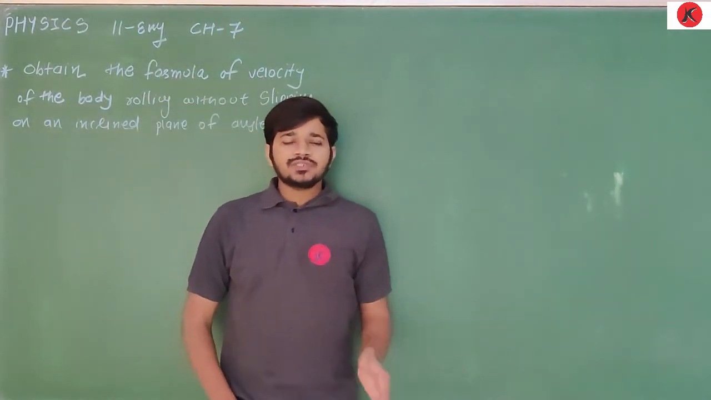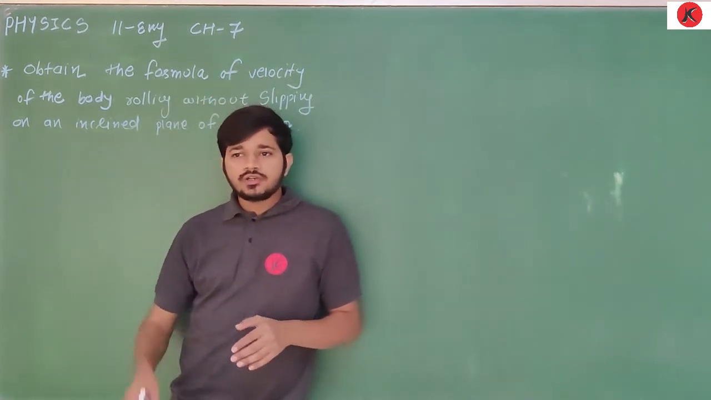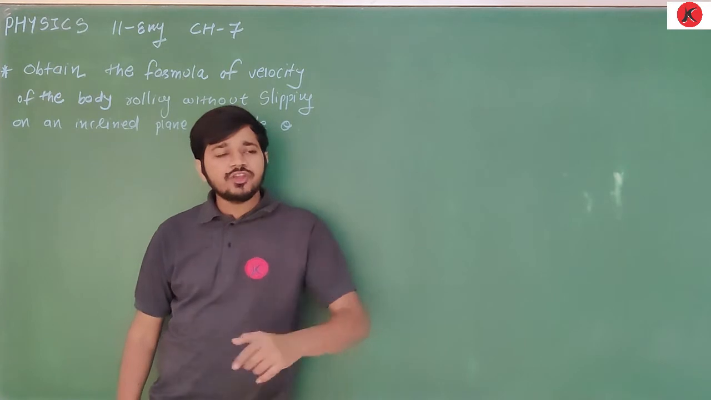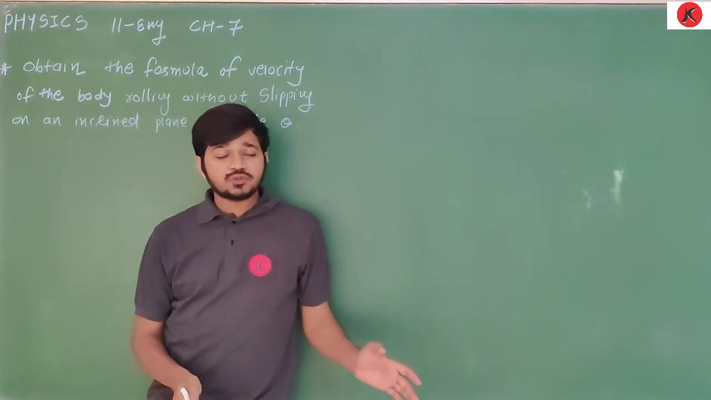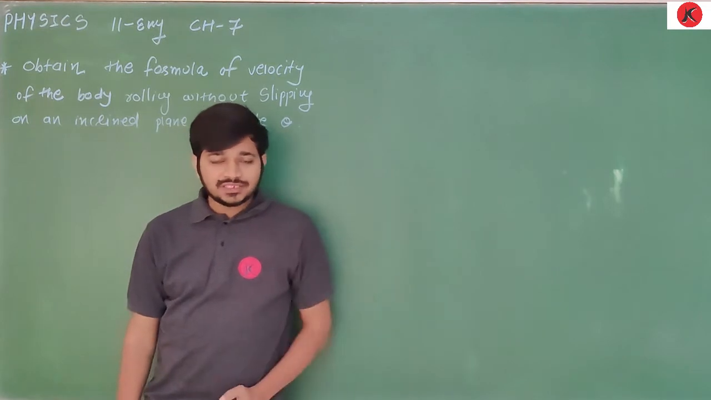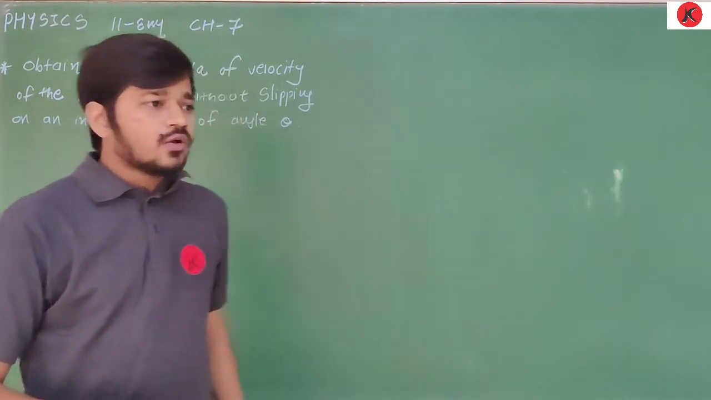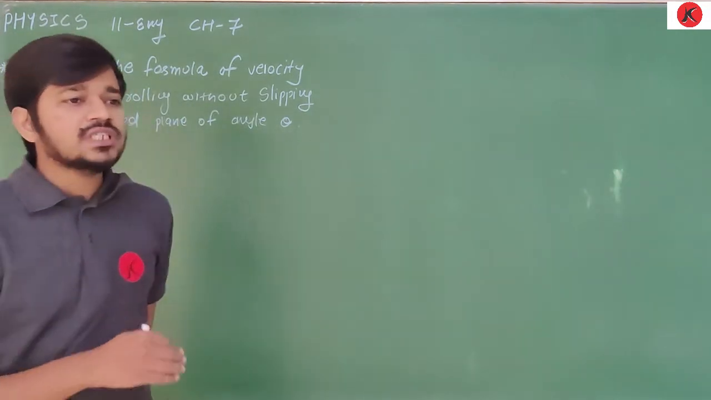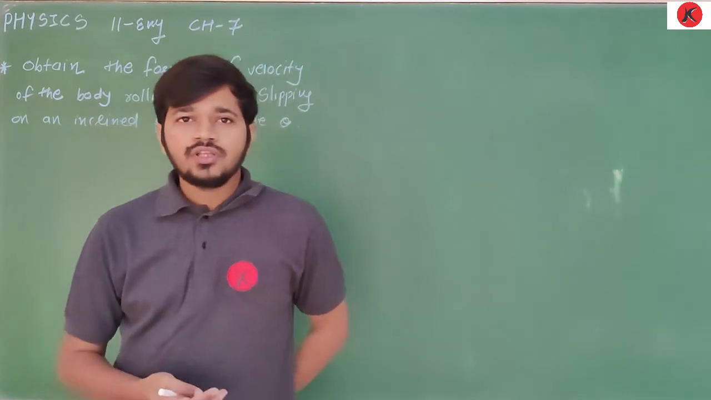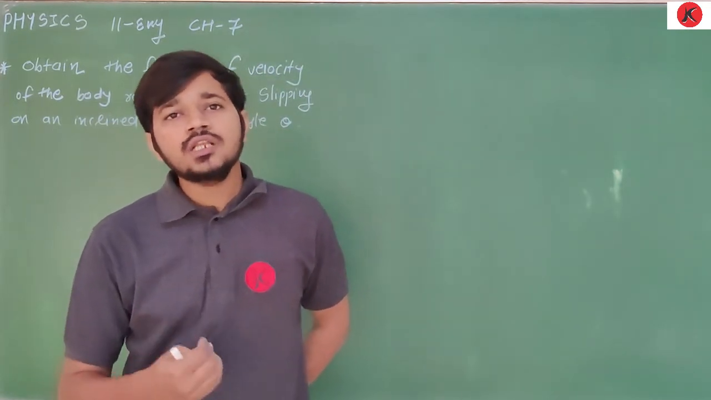In the last lecture, we discussed rolling motion. What is rolling motion? Translational motion, rotational motion and rolling motion. We discussed rolling motion on a level surface. The conclusion is rolling without slipping. Its motion is a combination of translational motion, meaning linear motion, and rotational motion.